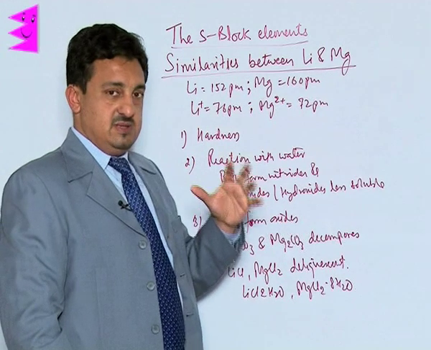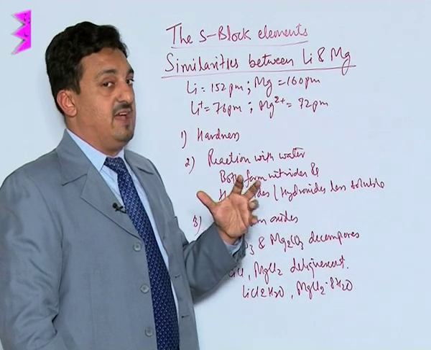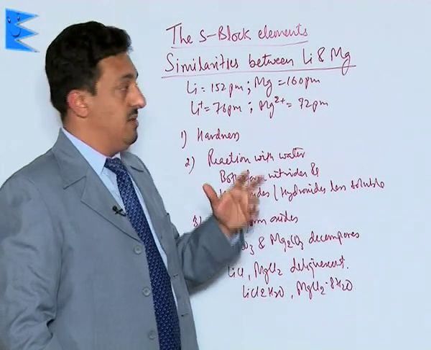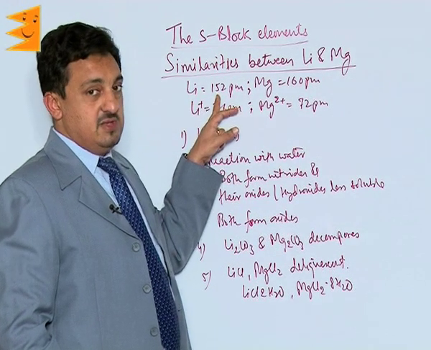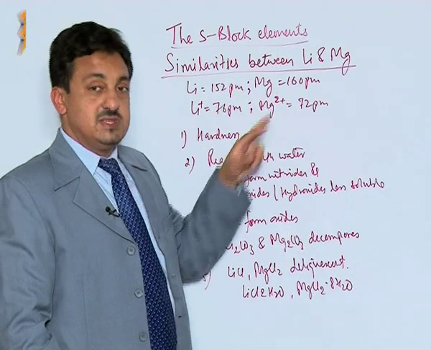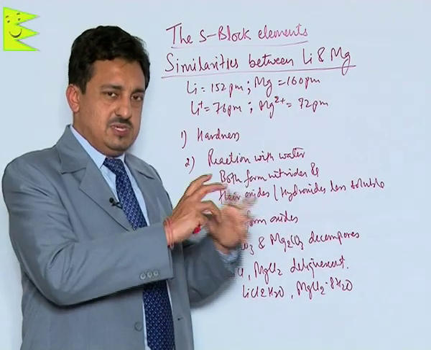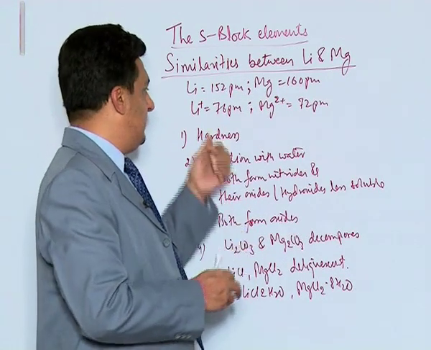The main reason is that their atomic sizes are similar, comparable. Lithium's atomic size is 152 picometer and magnesium's atomic size is 160 picometer. So approximately very similar, very close in size.